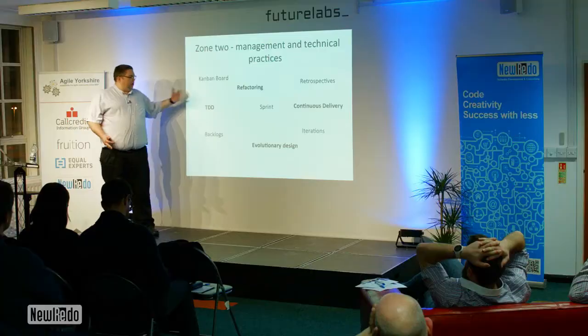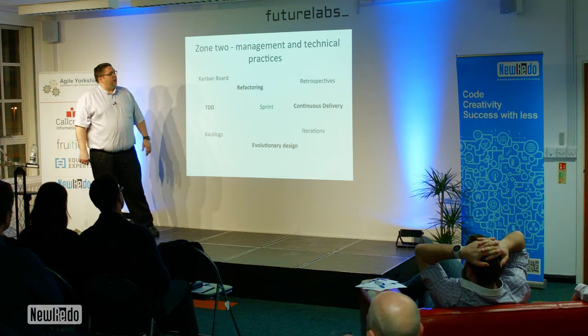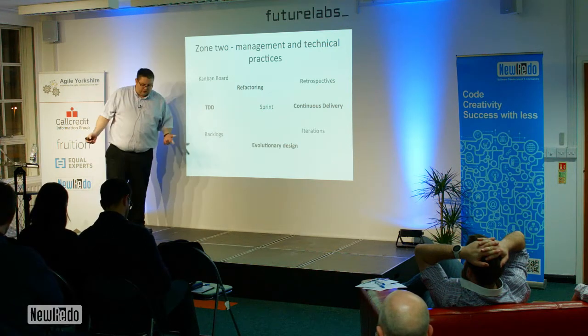So then we come to Zone 2, which is management and technical practices. And this is where I'm saying that you can't really do agile stuff without the technical practices. You can't do it without your test-driven development, refactoring, continuous delivery, and your evolutionary design. And that is, for me, the core that all teams should have to allow them to move forward.